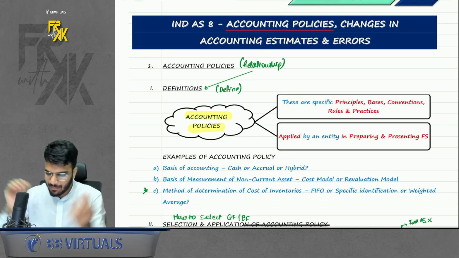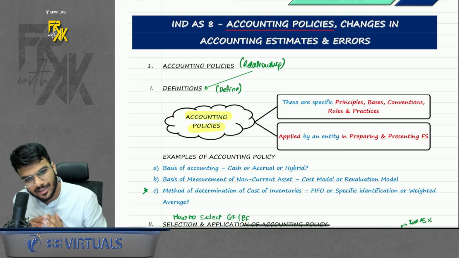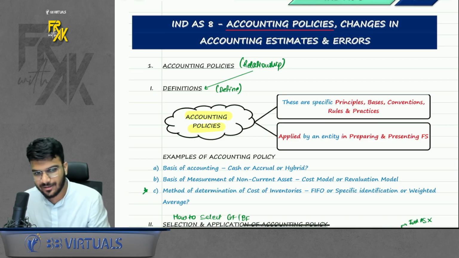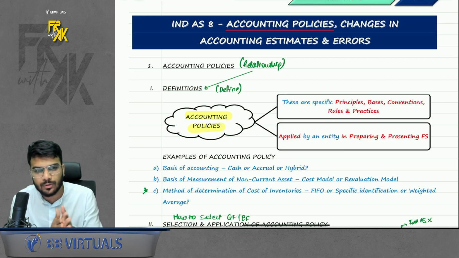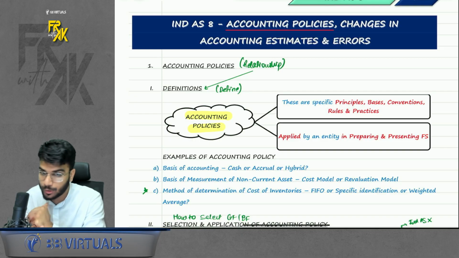So welcome everyone to this amazing session where we are going to revise our lovey-dovey, cute, little Ind AS 8. In this revision session, we are going to revise all the concepts along with all the important questions as well.